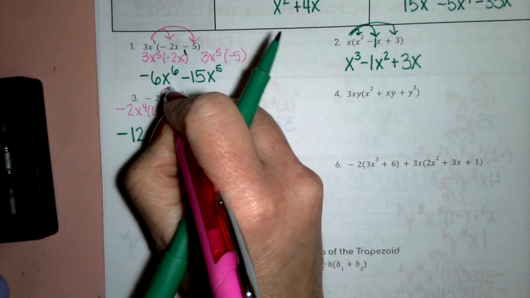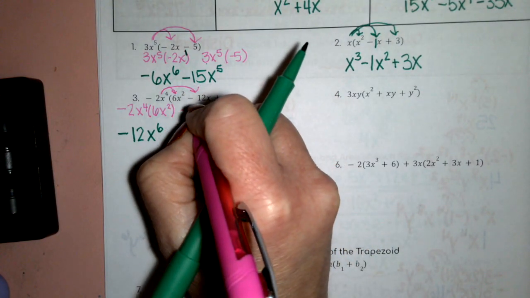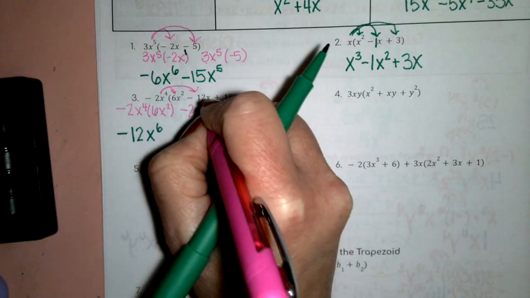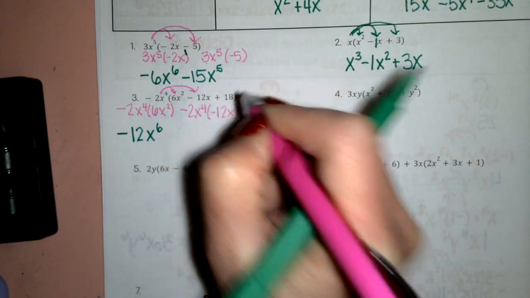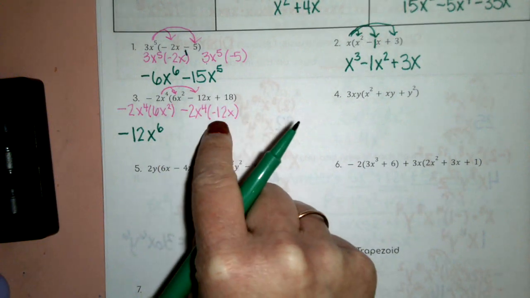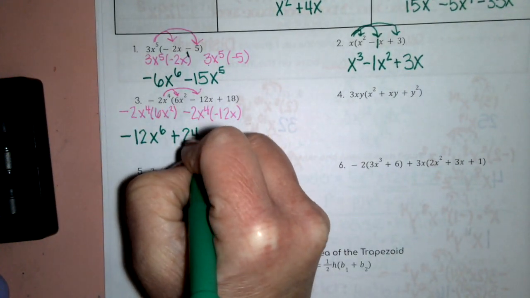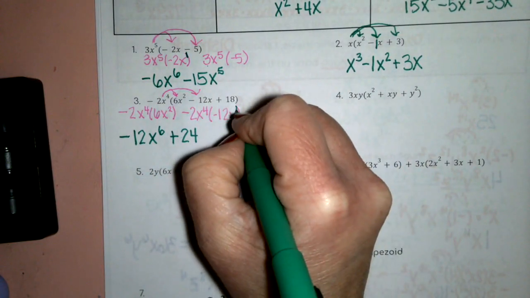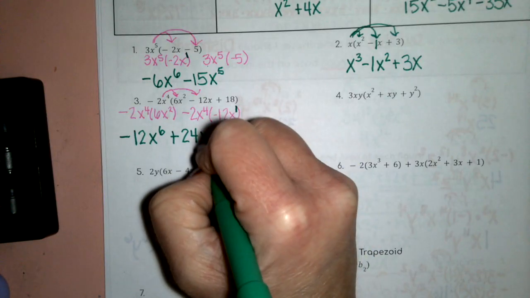The second one is going to be negative 2x to the 4th times negative 12x. Negative 2 times negative 12 is a positive 24. And we have 1x here and 4x's here. So 4 plus 1 is 5x's.